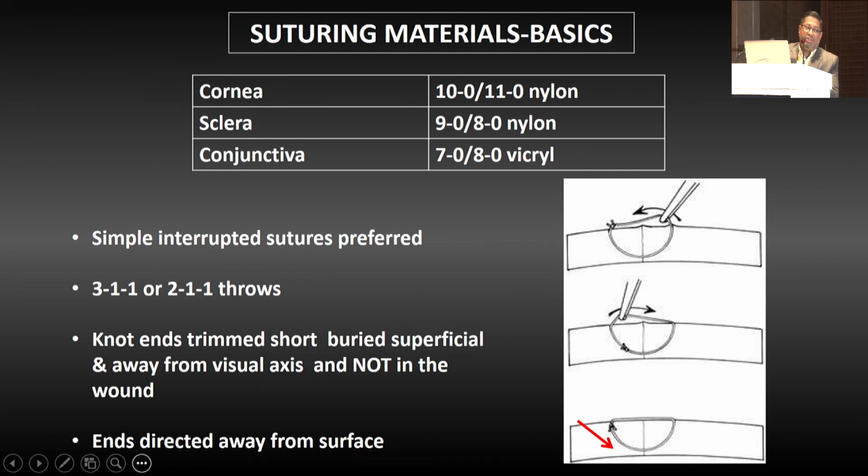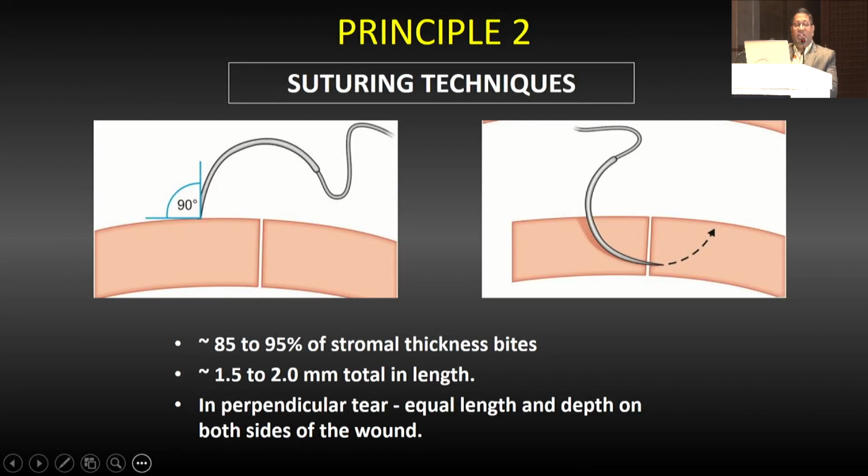Simple interrupted sutures are always advised for this type of suture. 3-11 or 2-11 sutures are done with the knots buried in the superficial area, not at the wound site. So principle 2 is the depth of suturing and the angle of suturing. Depth of suturing is to be 90% depth, and it has to be perpendicular to the corneal wound. And if it is a clean cut tear or a linear tear, equal depth of suture should be assessed on both sides of the wound.